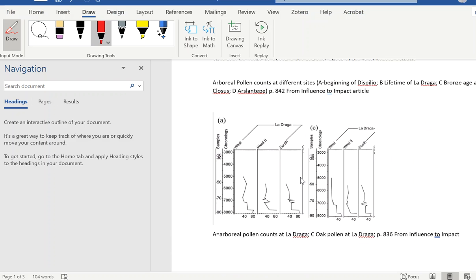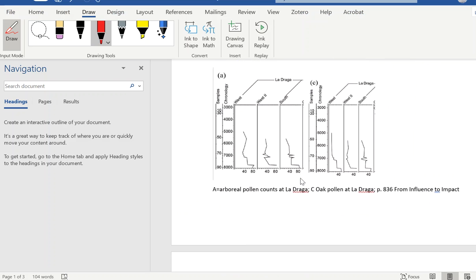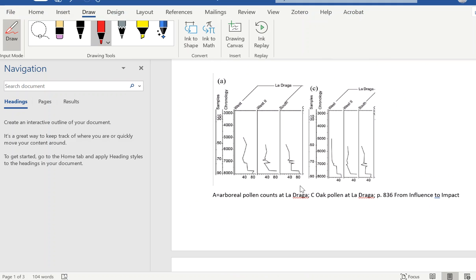This is some of the data that I've pulled, and I've made the charts look a little bit different than what they are in the article. So let me make sure I can write. Okay, I can write. So I've just pulled out the information for La Draga in Spain. So AP, arboreal pollen or tree pollen in La Draga.